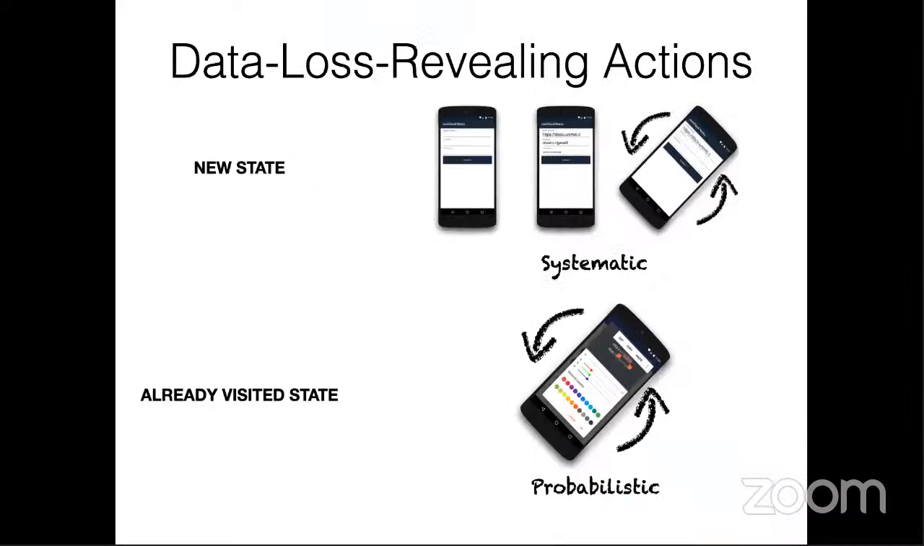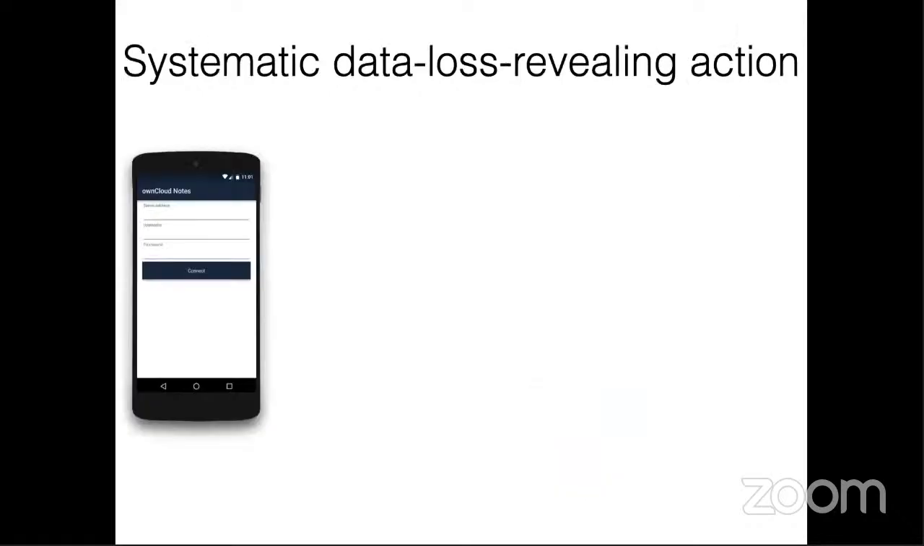In order to produce a data loss, DLD can perform 2 data loss revealing actions. One is performed systematically every time a new state is visited, while the other one is performed randomly in each state. DLD performs the systematic action in new states. The action is composed of a sequence of steps.